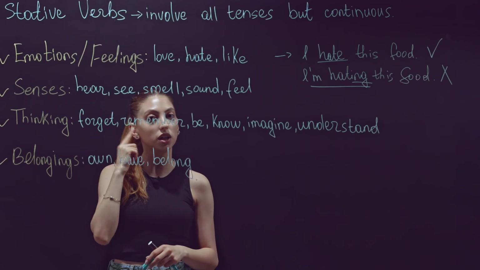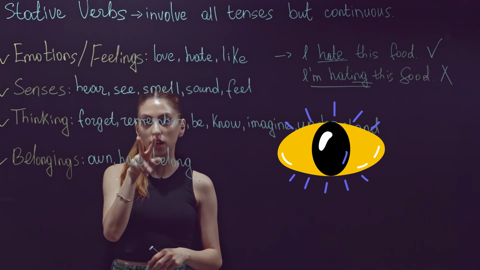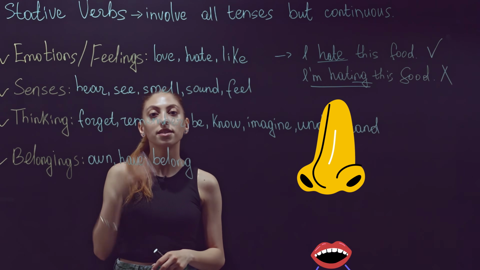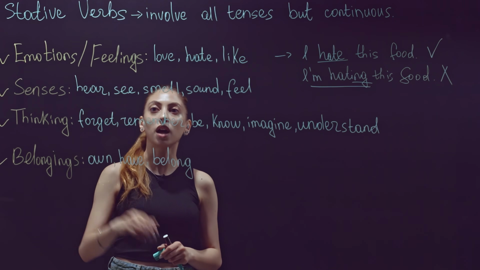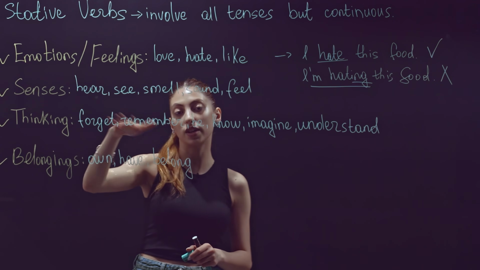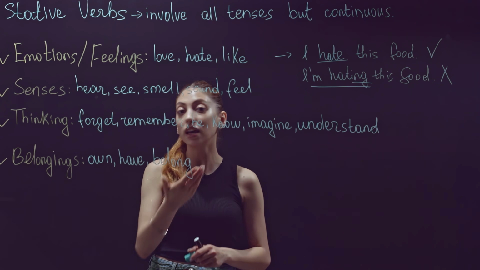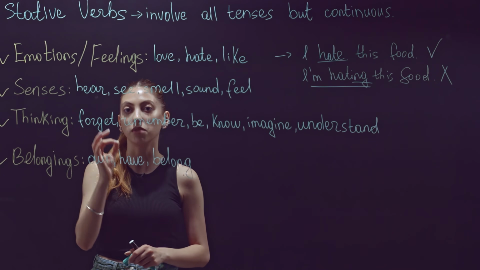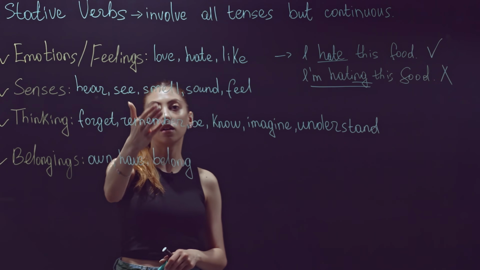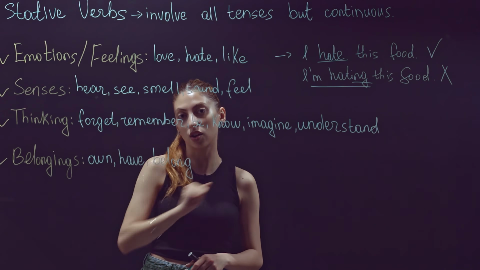What we have here, okay: see, smell, sound, and feel. Okay, you can't say I'm seeing or I'm hearing. You can say I see and I hear. I hear you, I see you. You can't say I'm seeing and I'm hearing. The same works here and there.